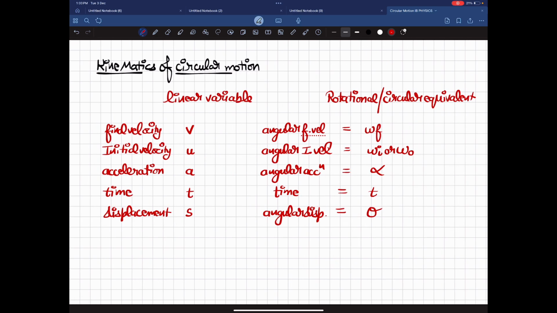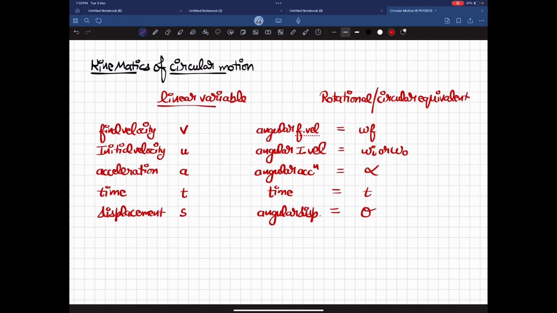Right. Now we have to discuss the kinematics of circular motion, and I'll be keeping it quick. So you can play the video on 0.75x. See, first of all, we need to understand linear variables and rotational or circular variables. See, in linear motions that we have been studying since last 2-3 years, we used to say that V is final velocity, U is initial velocity, A is acceleration, T is time, S is displacement.